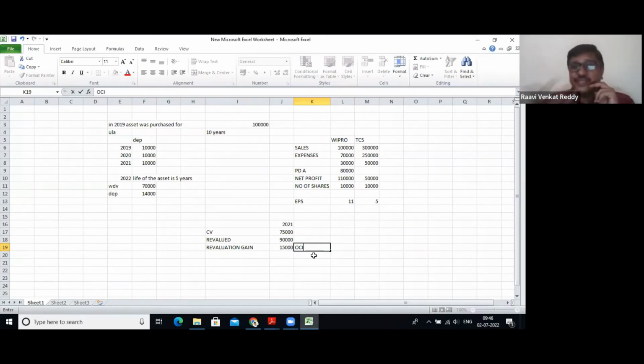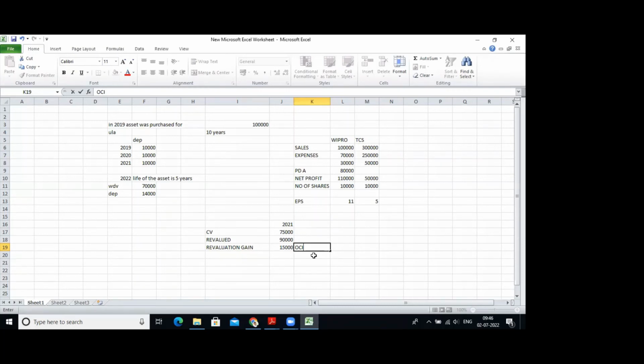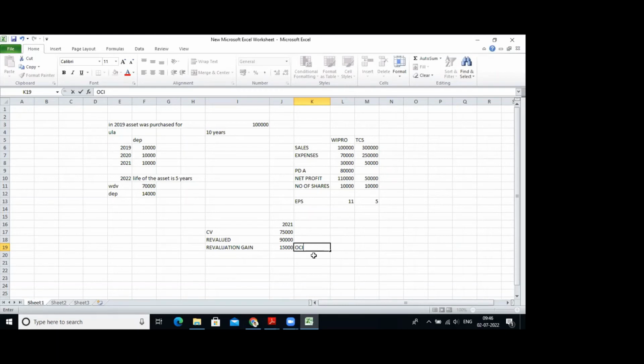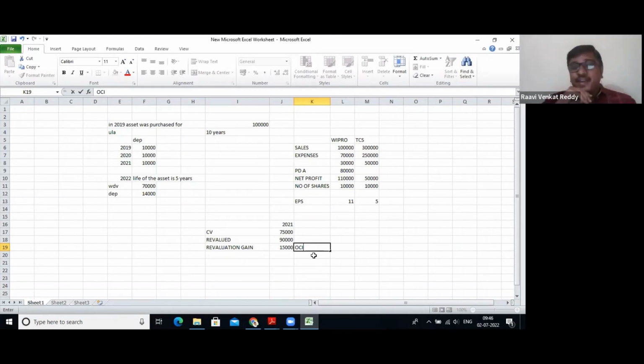Can anyone guess why the conceptual framework says it should be shown in OCI? Why not in the statement of profit or loss? Because they can alter their accounts if they show it in the P&L account. Exactly. If this option is not there, don't you think the management can try to increase their profits? If they are allowed to show this 15,000 in the statement of profit or loss, definitely the profits will be overstated. If the profits are overstated, earnings per share can be overstated. So in order to minimize that, the conceptual framework says you need not show it in the statement of profit or loss.